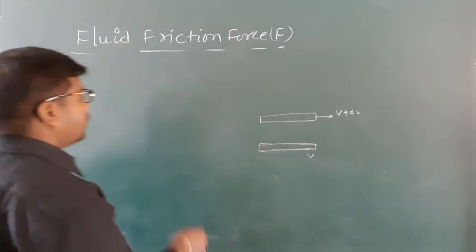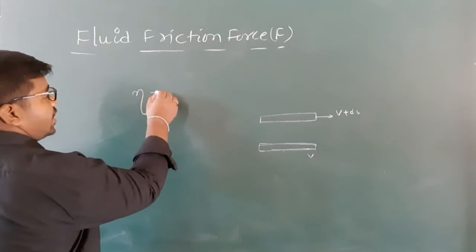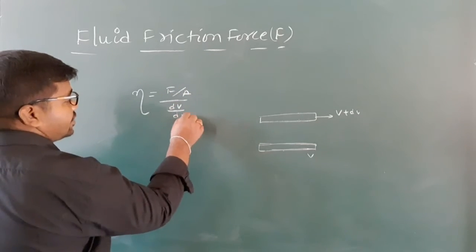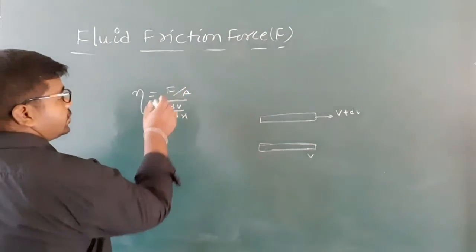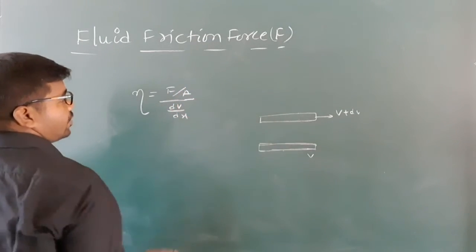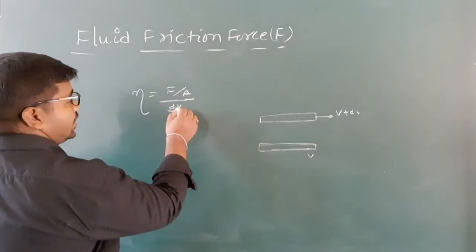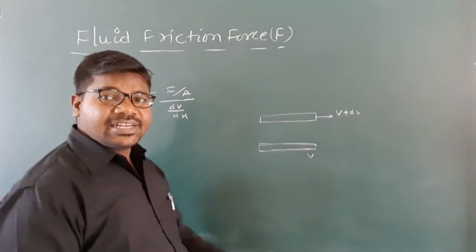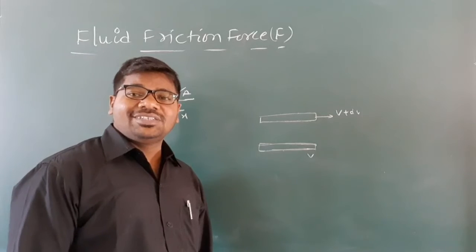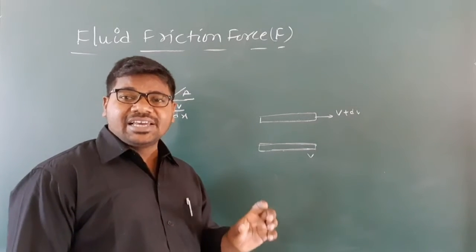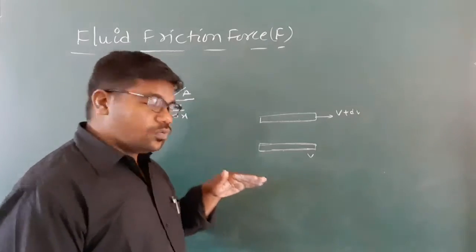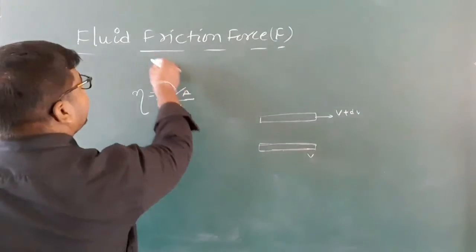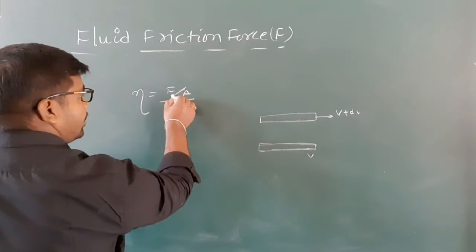From the coefficient of viscosity, the force per unit area and the velocity gradient, the ratio of force acting per unit area to dv by dx, we can say shear strain. So fluids exert shear stress. Understand? The fluid flows like this, and from this we can get the fluid friction force.